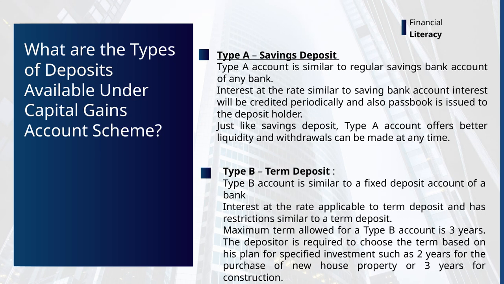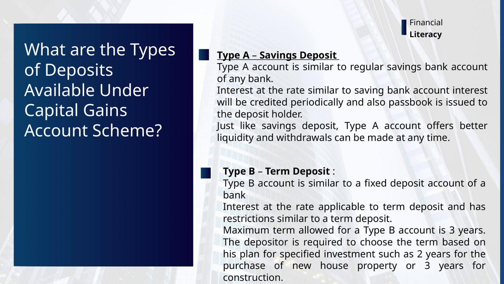Now, let's take a look at the different types of deposits available under the Capital Gains Account Scheme. First, we have Type B, the term deposit. This is quite similar to a fixed deposit account that you might have with a bank. It earns interest at a rate applicable to term deposits, and it comes with restrictions similar to those of a fixed deposit. The maximum duration for a Type B account is 3 years. When opening this account, you'll need to choose a term based on your specific investment plans, such as 2 years if you're planning to buy a new house, or 3 years if you're planning to construct one. This helps align your investment with your financial goals.